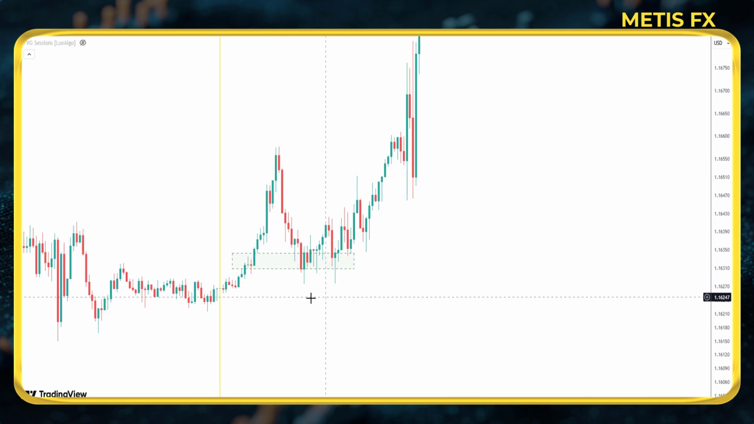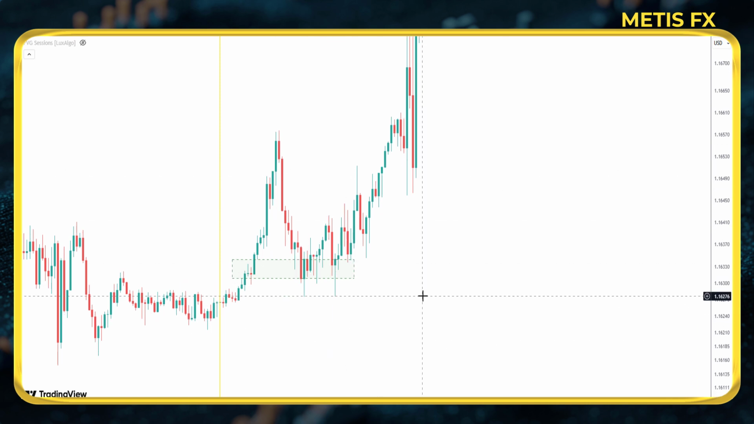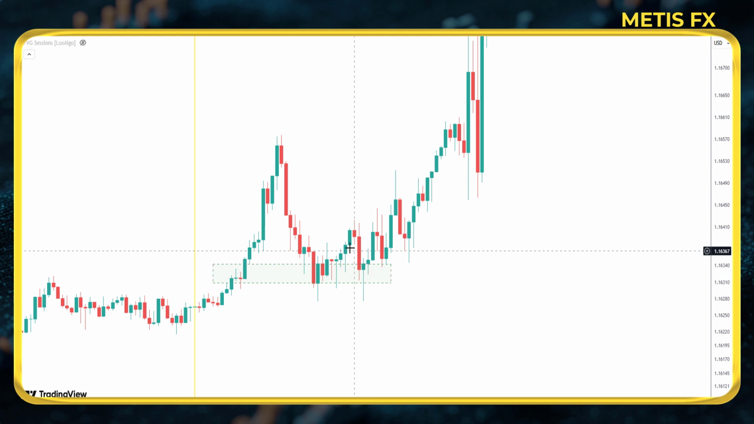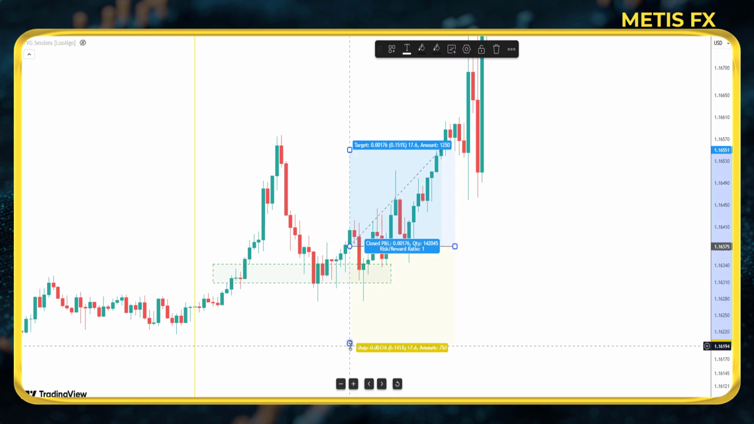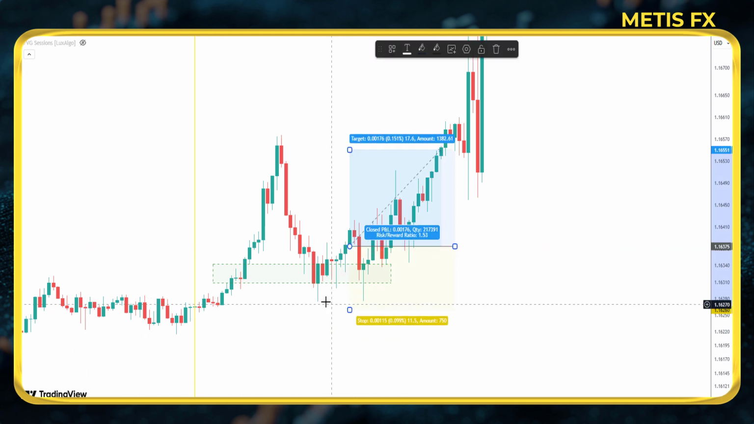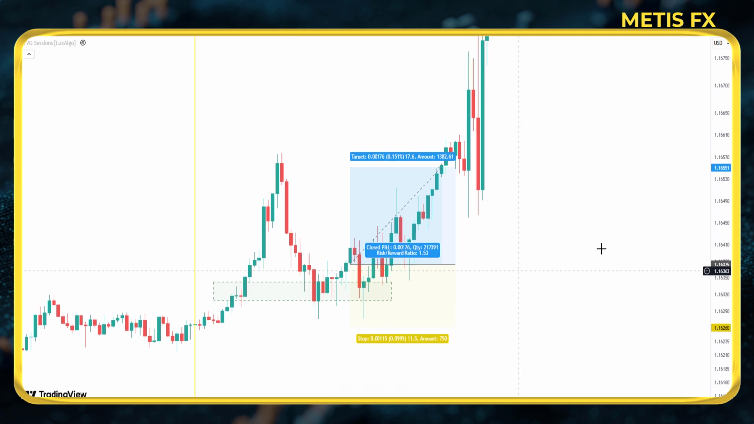Look carefully for a candle where price clearly leaves the box. Like here, candles moved out of the box. At the next candle, enter using a market order. Stop loss goes below the box and under this wick for more safety.